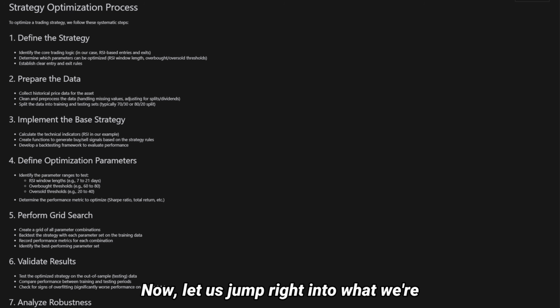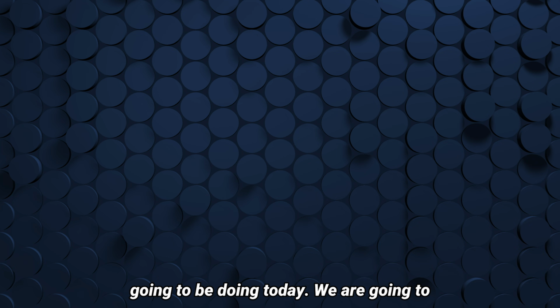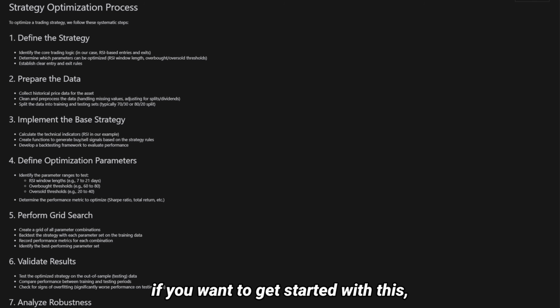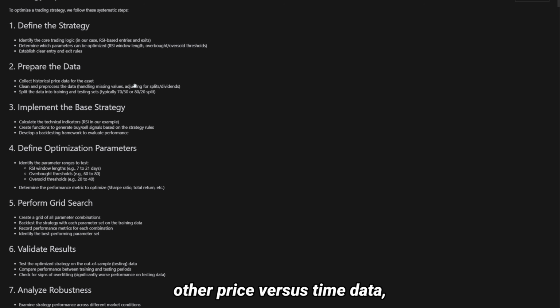Now, let us jump right into what we're going to be doing today. We are going to cover a strategy optimization process. So if you want to get started with this, there are a few things that we need to do basically. We first need to define a strategy. Very logical. Then we need to prepare some data. Usually our data is going to be in the form of candles or other price versus time data.